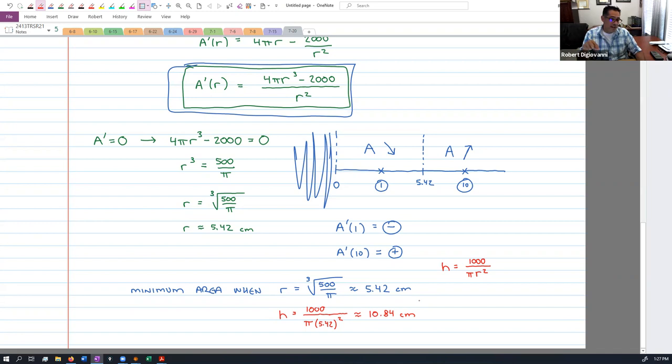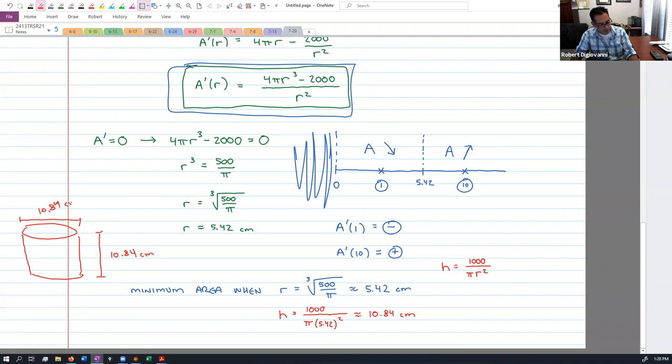If you want to make a can that has the minimum surface area and it holds 1 liter, you need this height to be 10.84 centimeters, and you need the diameter to be the same. God, that's terrible. Okay, 10.84 centimeters.